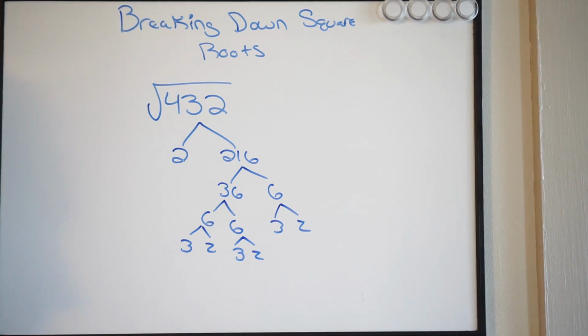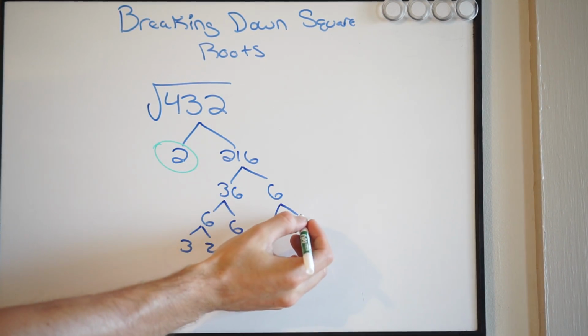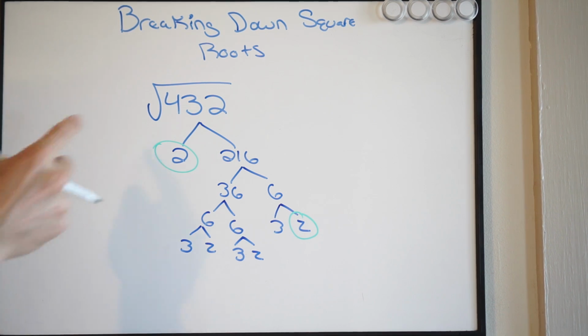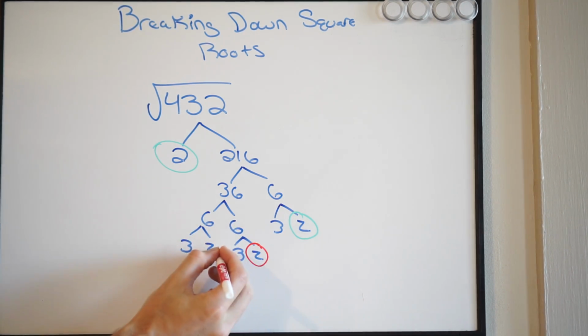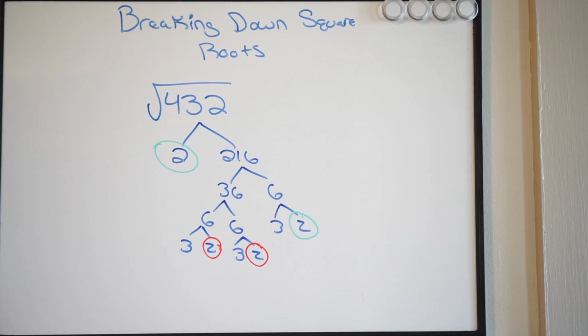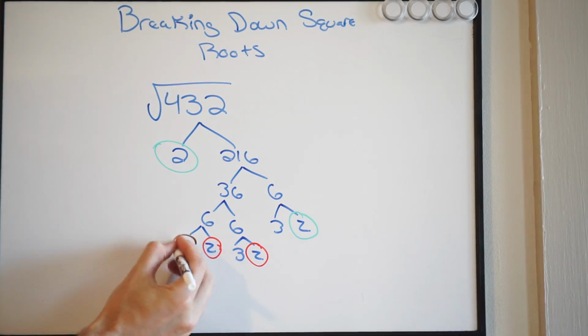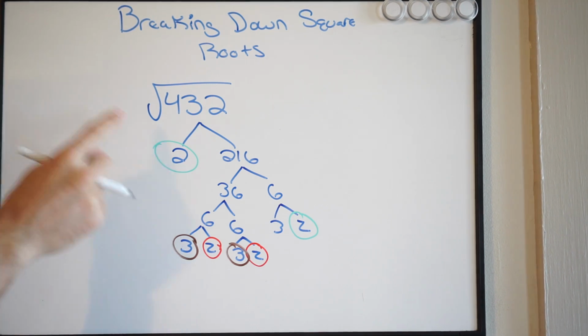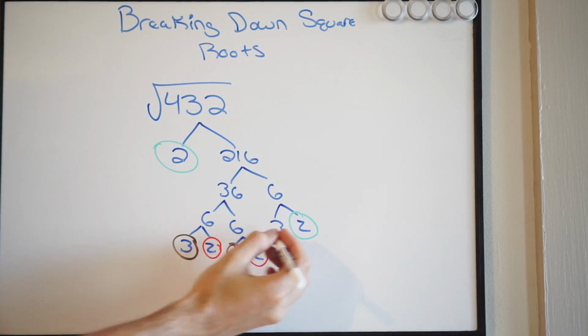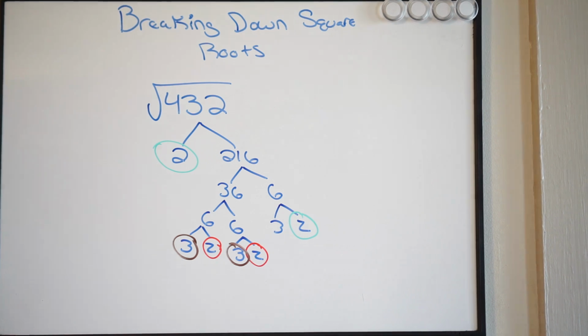Since we're dealing with a square root here, if I have a pair of prime numbers, that means I can take them out. So for example, here and here, that is a pair, meaning I can take a 2 out. Let's keep going. I have a pair here and here. I can take another 2 out. How about 3? Looking at 3, I have a pair, so I can take a 3 out. And notice I'm left with this 3 right here, so this is going to stay underneath the radical.